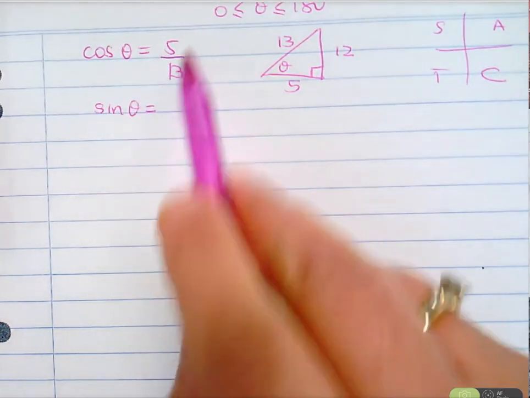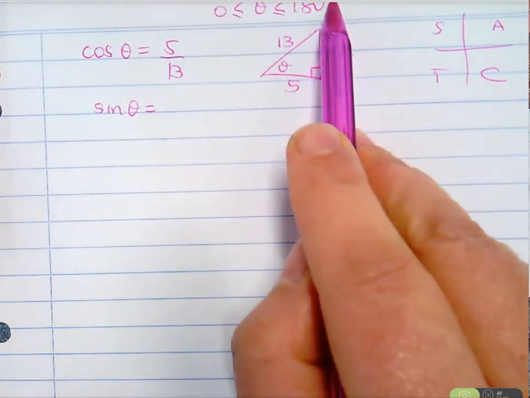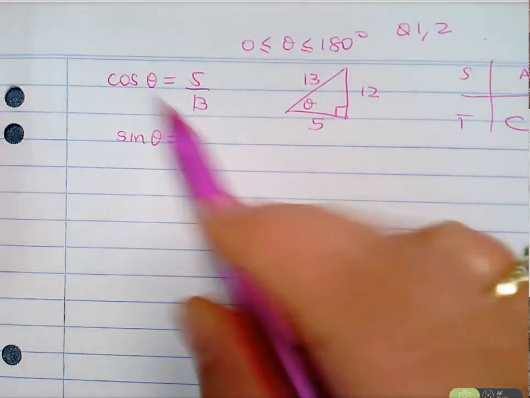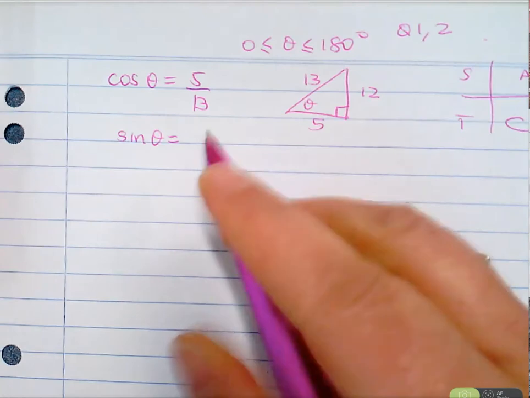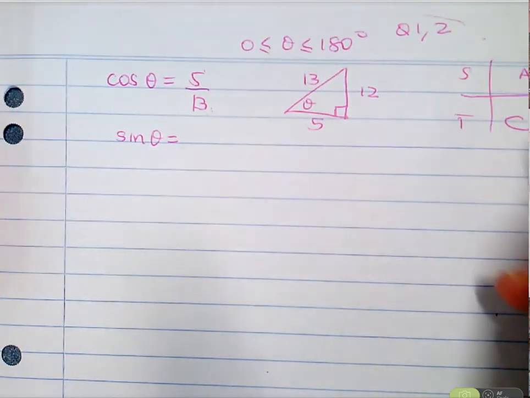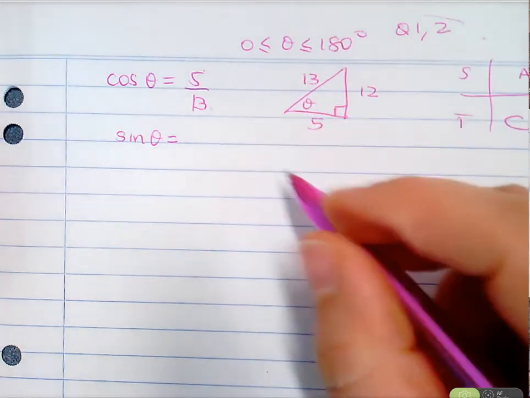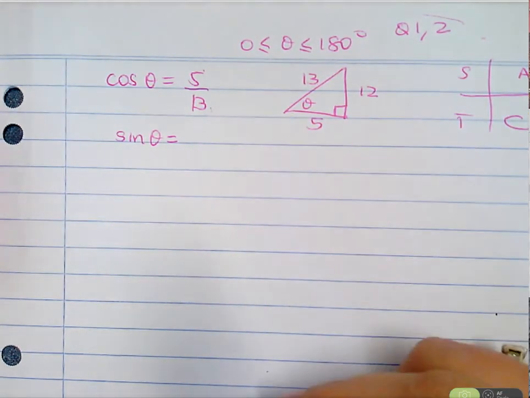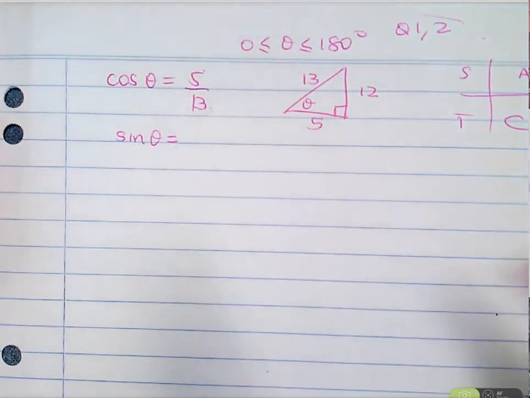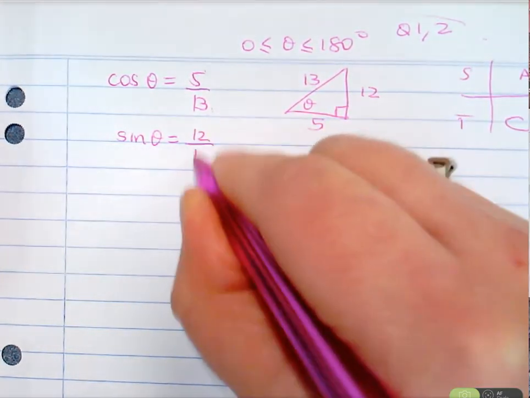This is telling you that you're in quadrants 1 and 2. But because cos is positive, in quadrants 1 or 4, you have to be in quadrant 1. It's the only overlap between 1 and 2, and 1 and 4. We know that sine is positive in quadrant 1. Sine theta is 12 on 13.